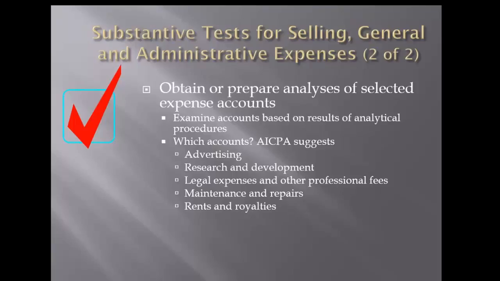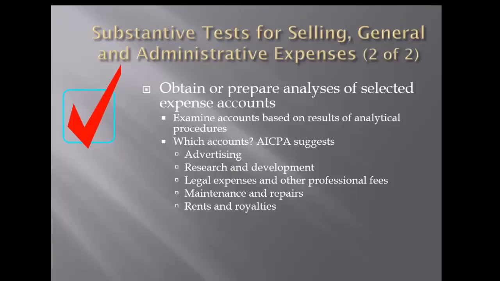Okay, so when we're considering additional substantive testing specifically related to selling, general, and administrative, we want to obtain or prepare an analysis of selected expense accounts, examining accounts based upon the results of analytical procedures. Some of these accounts include advertising, research and development, legal expenses and other professional fees, maintenance and repairs, rents, and royalties. Now, why are we considering analytical procedures specifically related to these?